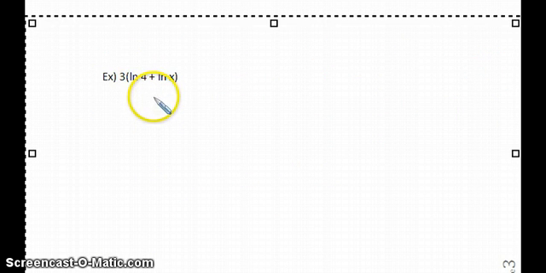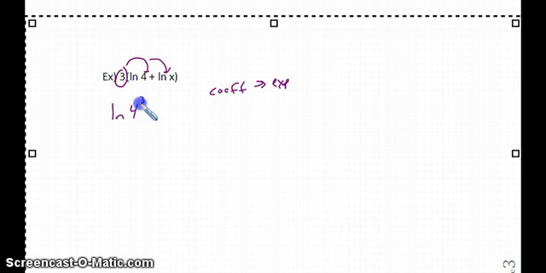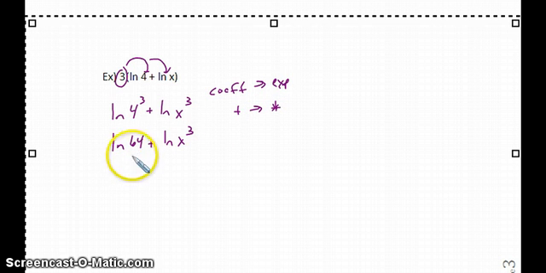Taking a look at our last example here. Okay, looking at this next problem, notice we have a coefficient out in the front, and because it's in parentheses, it goes with both of these terms. So let's write our coefficient as exponents. So it would be the natural log of 4 to the third plus the natural log of x to the third, which I know 4 to the third is 64. Now I can change addition to write it as multiplication. So changing these two logs that are being added to one log that's being multiplied would result in that.